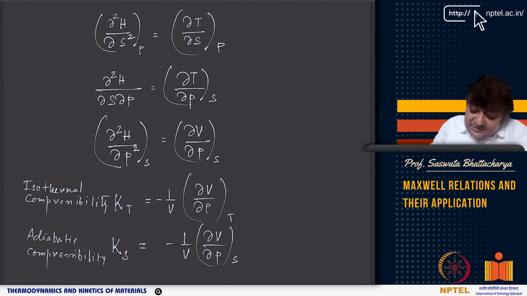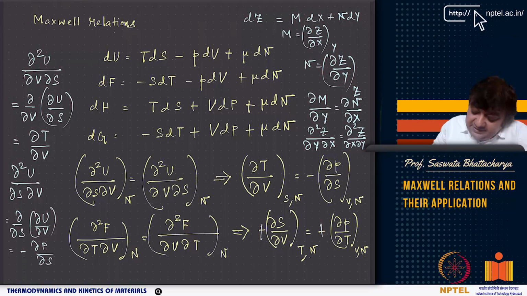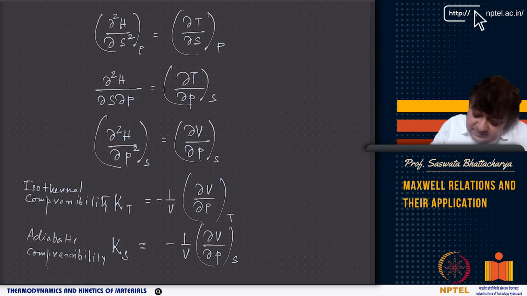Now if we look at ∂²H/∂S² at constant pressure, it is basically double differentiating enthalpy with respect to entropy. What we get is ∂T/∂S, because ∂H/∂S is equal to T, since dH equals TdS plus VdP plus μdm. So ∂H/∂S at constant pressure is equal to T. So now you are using T, so (∂T/∂S) at constant P.